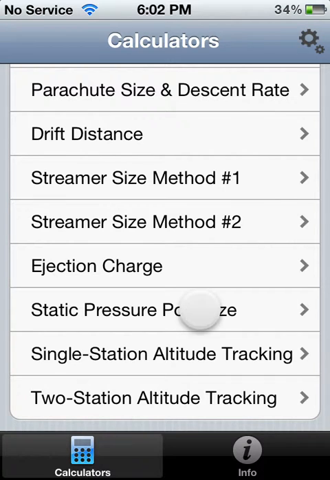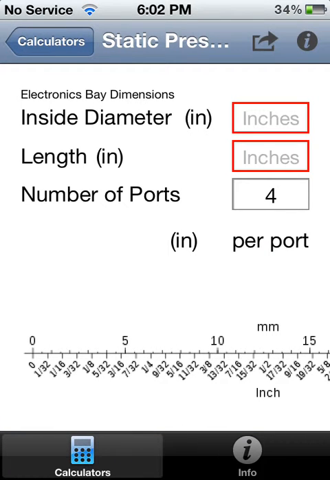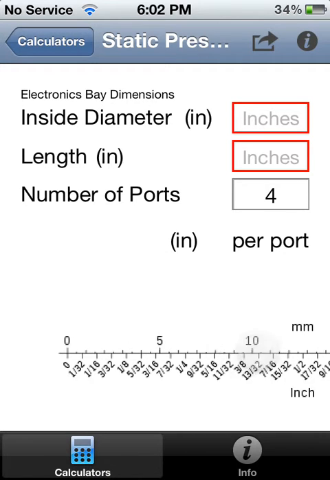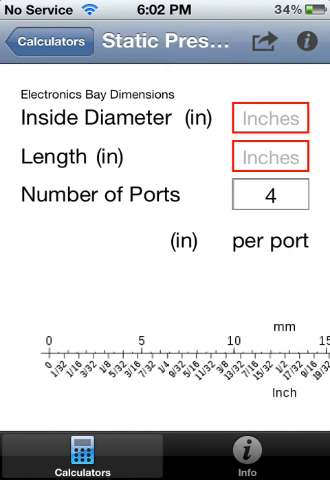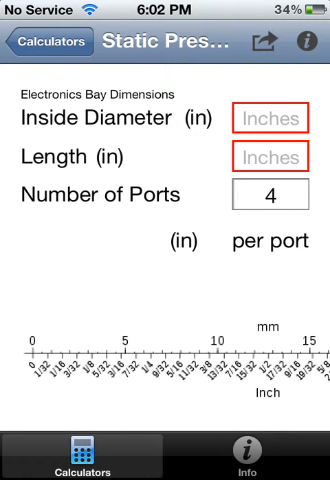The static pressure port size calculator is used to calculate the diameter of port you need based on the size of your electronics bay. This is to equalize the air pressure during flight. It gives you the actual diameter per port and also the drill bit, in the fractional inch or metric equivalent.